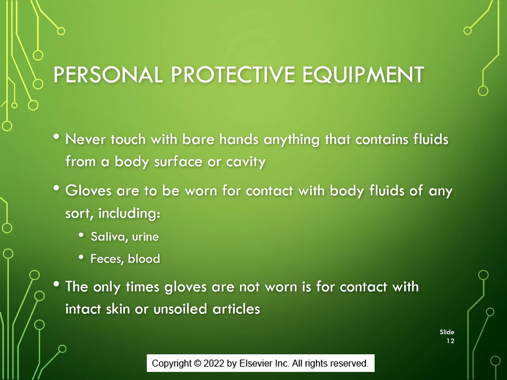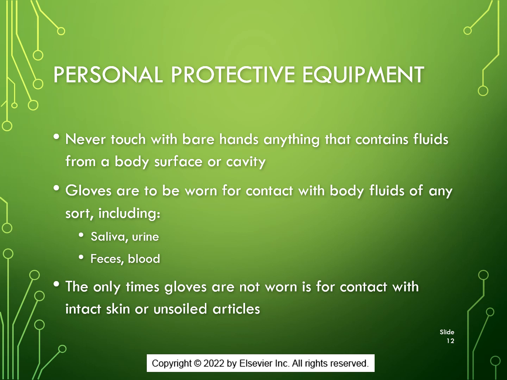When the patient has a known or suspected airborne infection, such as pulmonary tuberculosis, you must wear a special particulate filter mask called an N95. Never touch with bare hands anything that contains fluids from a body surface or cavity. Wear gloves for all contact with body fluids of any sort, including blood, saliva, urine, and feces. The only time gloves are not worn is for contact with intact skin or unsoiled articles.